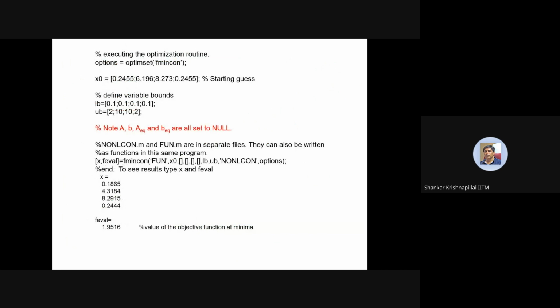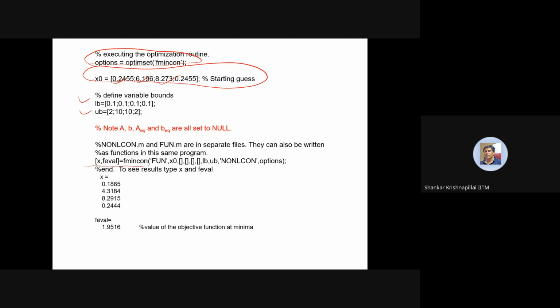Okay, so now you can execute this code. First you type options equal to optimset for fmincon. This is the starting value of the iterations. The starting value has been taken from S.S. Rao's lecture. How we got it, I don't know, but if it is not there, by trial and error you have to find a value of x1, x2, x3, x4 which is in the feasible range. Then lower bound, upper bound.